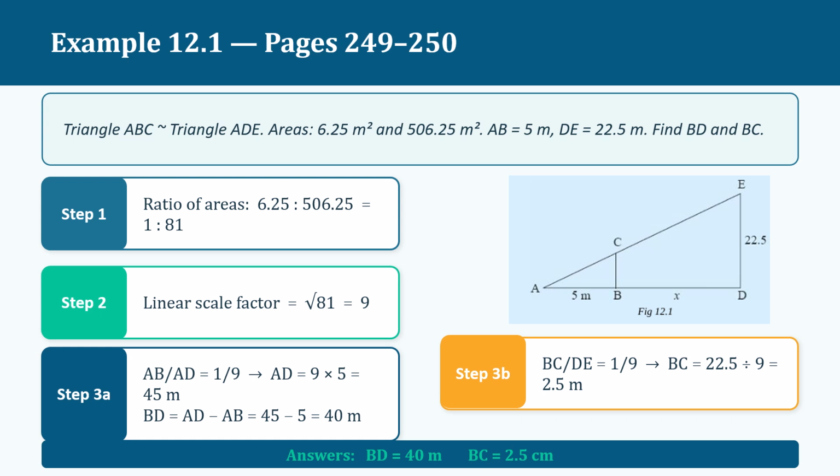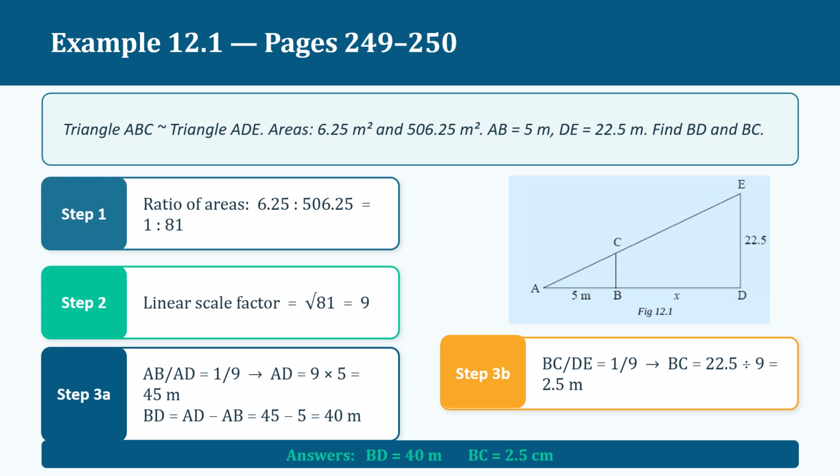506.25 by 6.25. It's going to give us 81, which means the area ratio is 1 to 81. So to get the area of the bigger triangle, you're supposed to multiply the area of the smaller triangle by 81. That is what it's telling us. So we have calculated the area ratio.